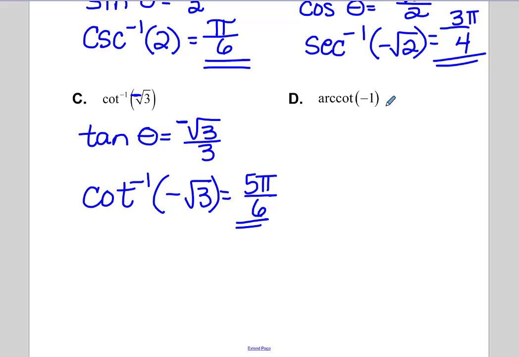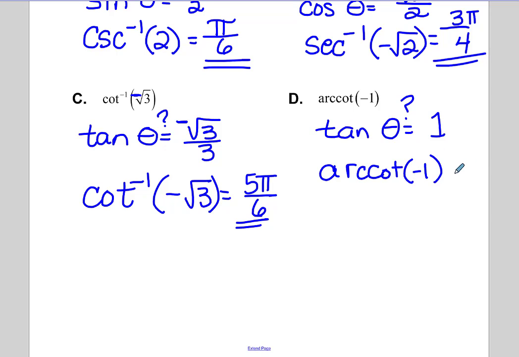And then this last one, the arc cotangent of 1, is asking us where is the tangent equal to 1. So we can answer that question, where is tangent equal to 1? And that happens at pi over 4. So the arc cotangent of negative 1 is pi over 4.